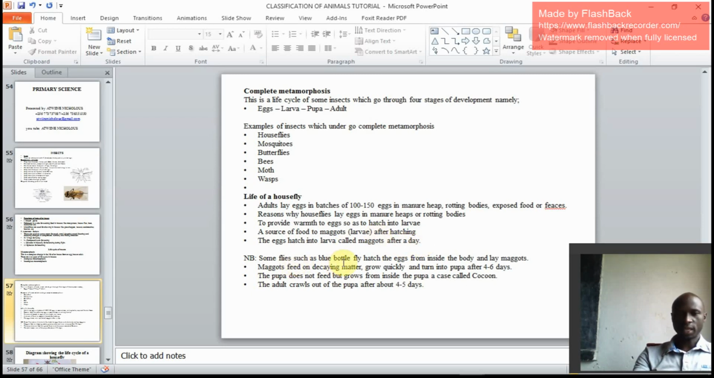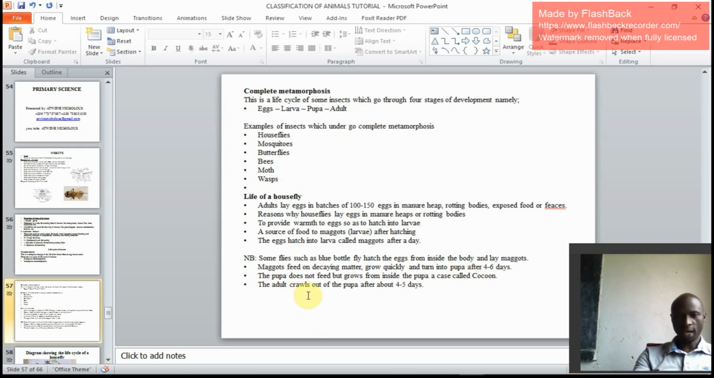Some flies such as the blue bottle fly hatch their eggs inside their bodies and they lay maggots. We have another insect, sassaflies, that also do the same as the bottle fly. Then maggots feed on decaying matter and grow quickly and turn into pupa. What does the pupa feed on? Pupa will not feed, neither will it move, but it will be in its case that we call cocoon.